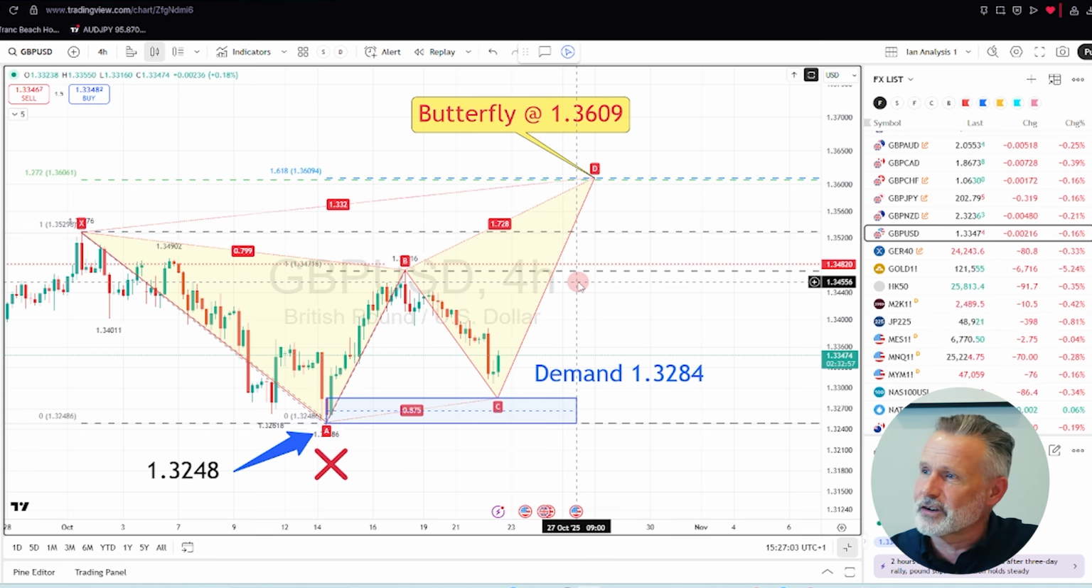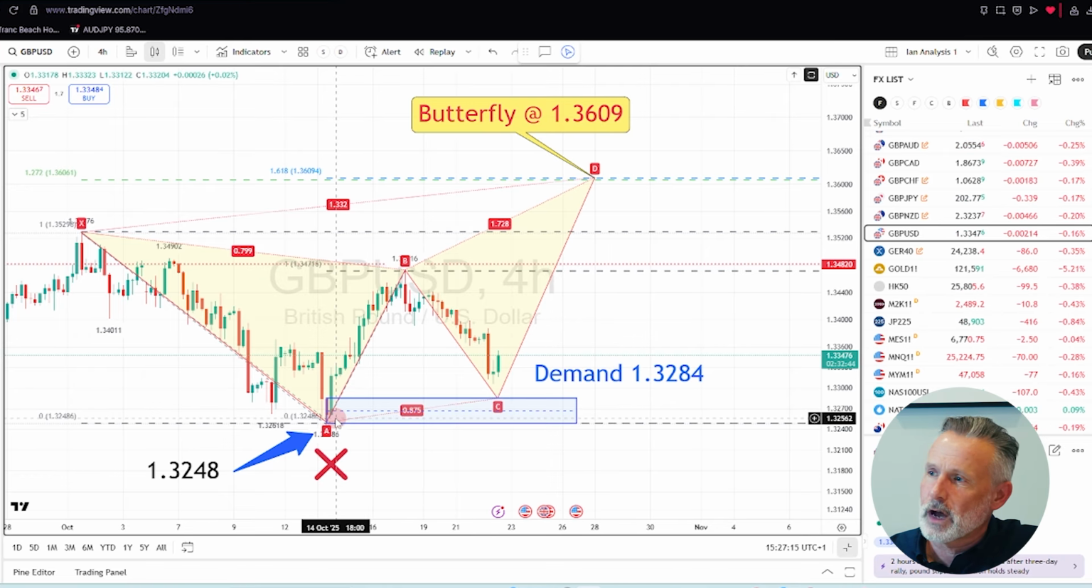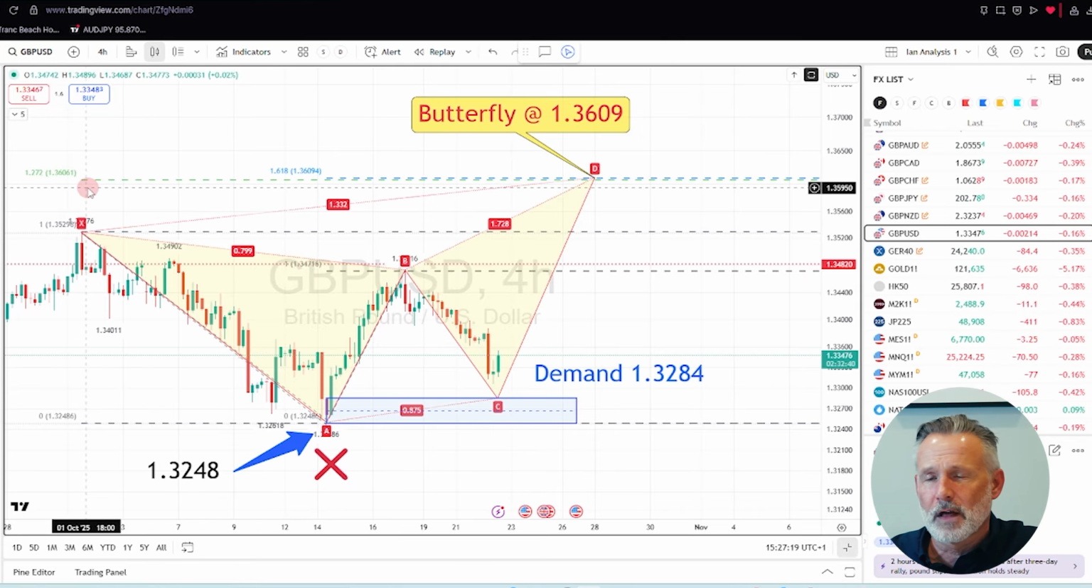My analysis suggests that we are building a Cypher pattern. This is known as a butterfly formation. Now, how are these patterns formed? Well, we use Fibonacci extension tools. So we've got a 127.2% extension of this move. That comes in at 1.3609.